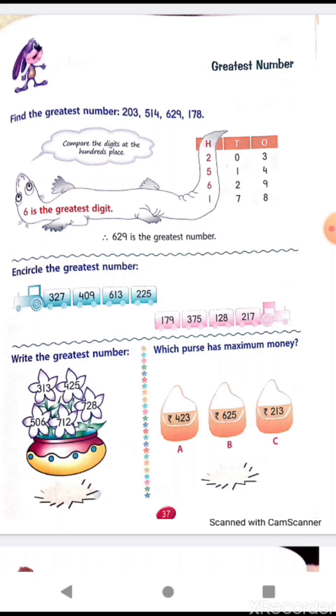Next example is, which purse has maximum money? There are 3 purses A, B and C. Purse A has got 423 rupees, purse B has got 625 rupees and purse C has got 213. So again we will compare the digits at hundreds place. It is 4, 6 and 2. So 6 is the greatest number. So the number with 6 at hundreds place would be the greatest. So here purse B has got the maximum money, that is 625.